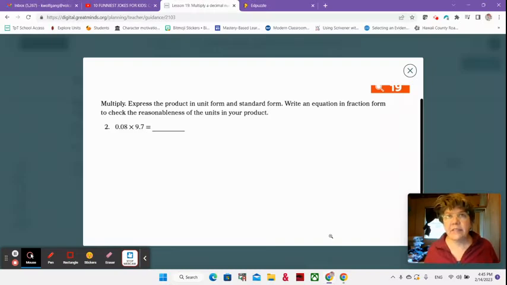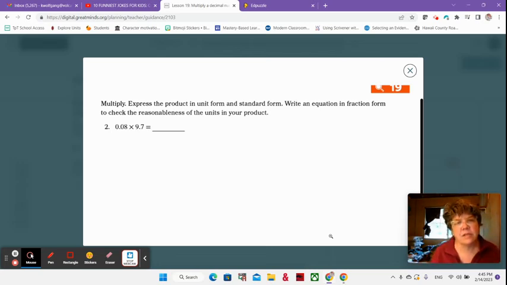Right, here we are in the second video of lesson 19. And you can see we have a problem here for us. It says multiply, express the product in unit form and standard form. Write an equation in fraction form to check the reasonableness of the units in your product. Okay, so that sounds like a lot to do, but let's practice it.